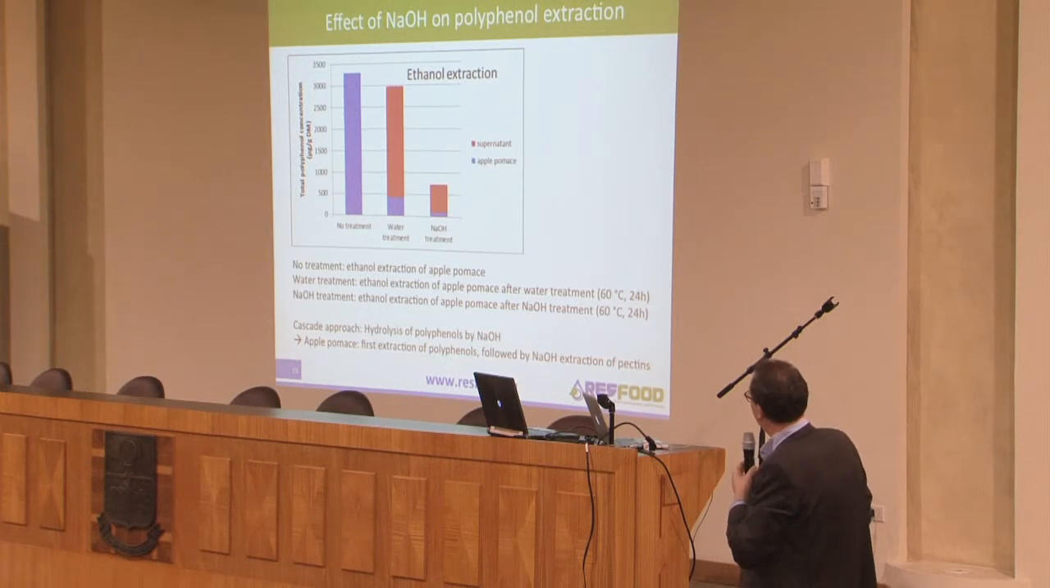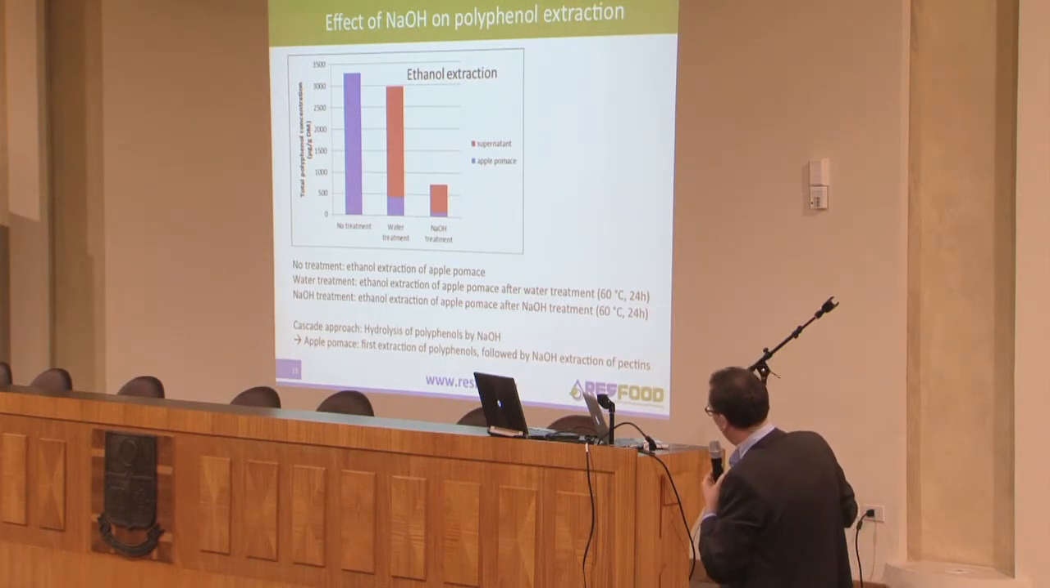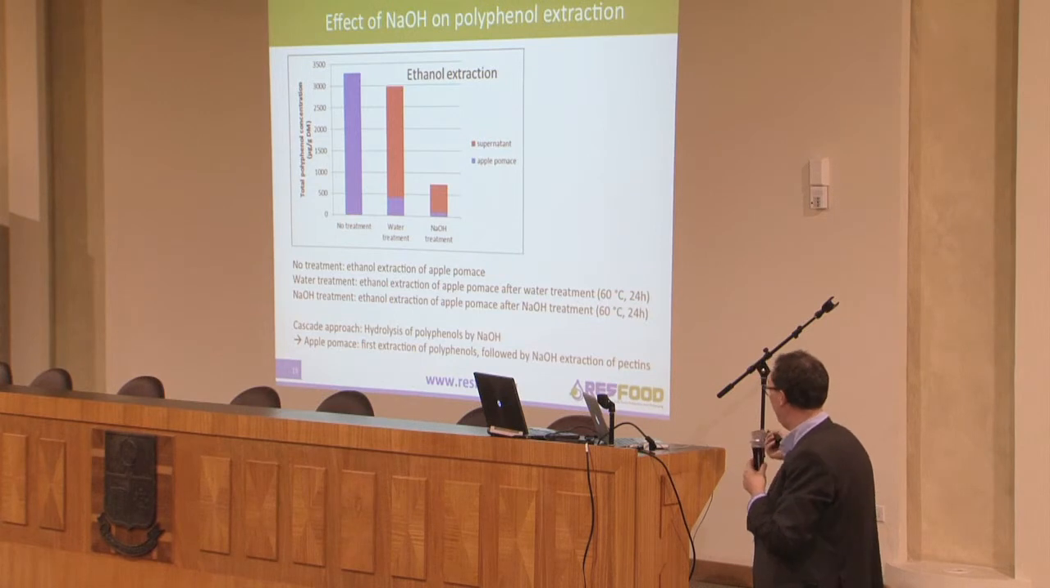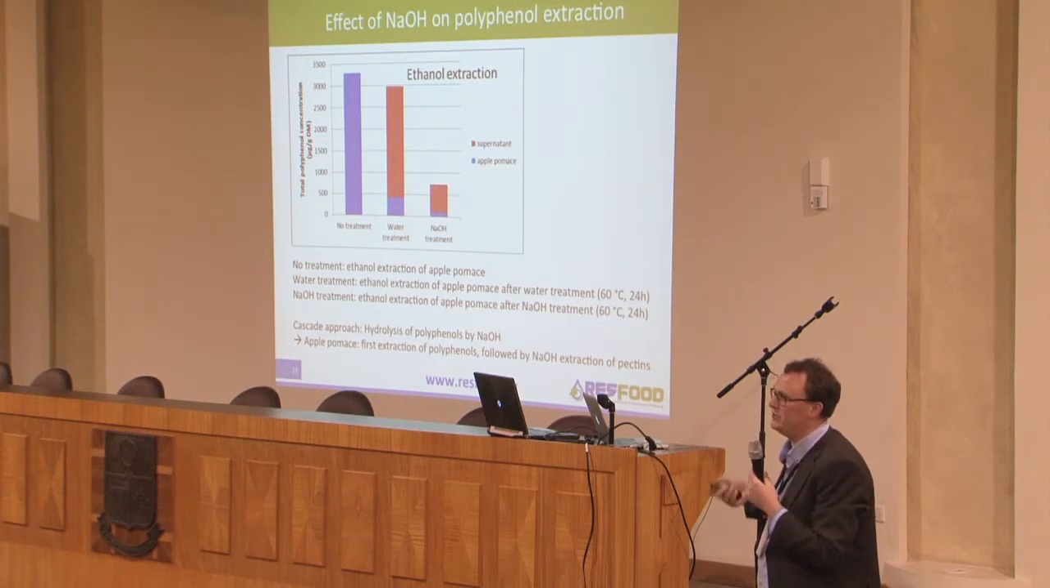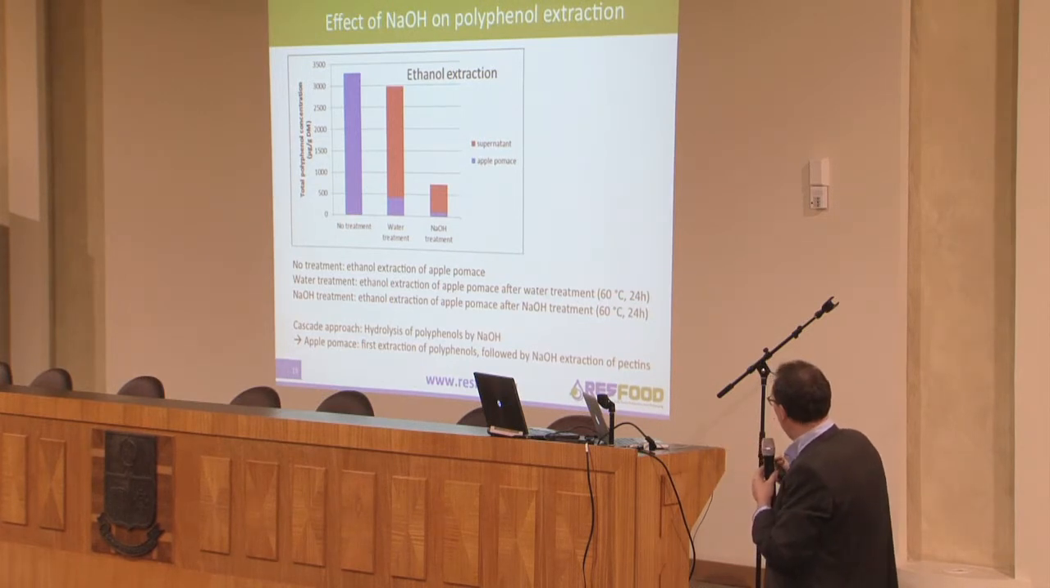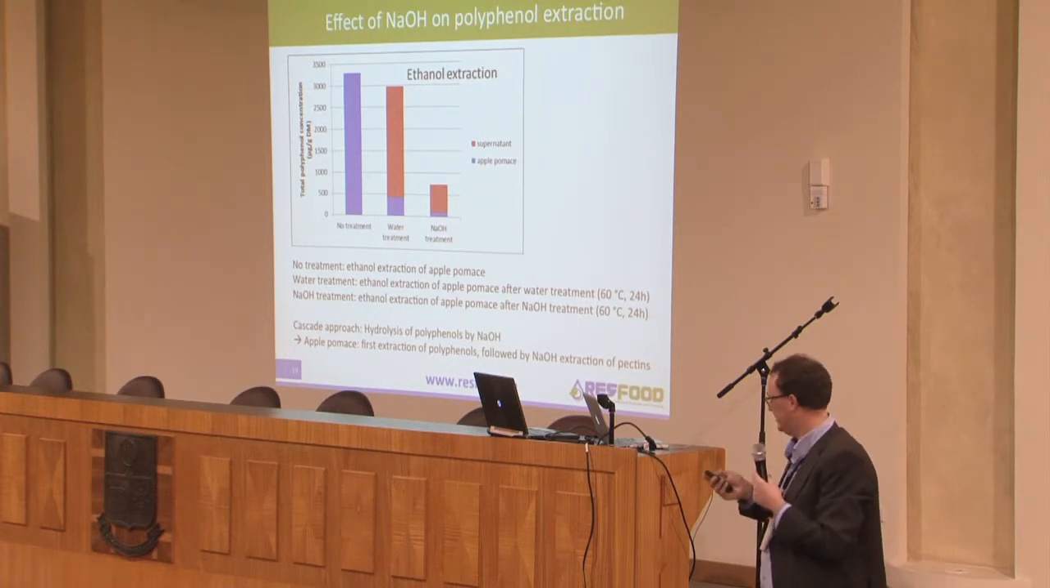So the conclusion was that if you want to do a cascade approach of apple palms, if you want to do a double valorization of the same byproduct, you have hydrolysis of polyphenols by sodium hydroxide. So for apple palms, you first have to extract polyphenols, followed by sodium hydroxide extraction of pectins. You cannot do it the other way around, otherwise your polyphenols will be degraded.